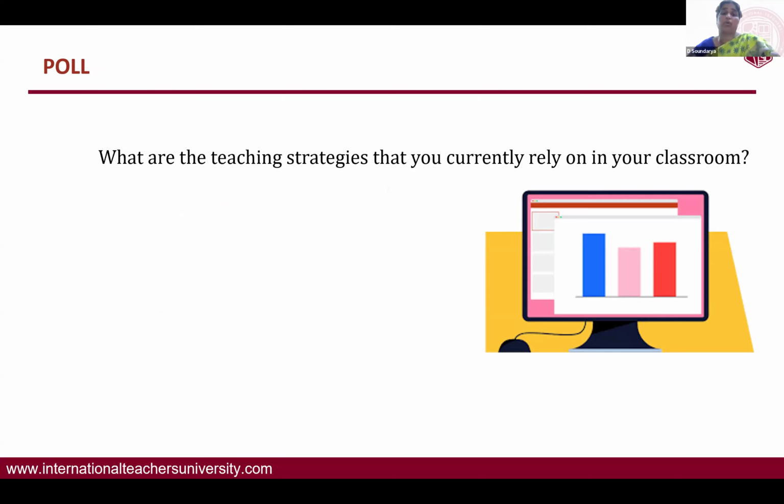I'm sure all the teachers who have joined with me are already working towards this goal. I think all of you are actually innovating a lot in your classroom. So, would you like to go for lecture method or discussion method or activity based learning, or some of you go for collaborative learning, some of you go into project based learning? So what kind of a strategy do you use in your classroom to inculcate these 21st century skills?